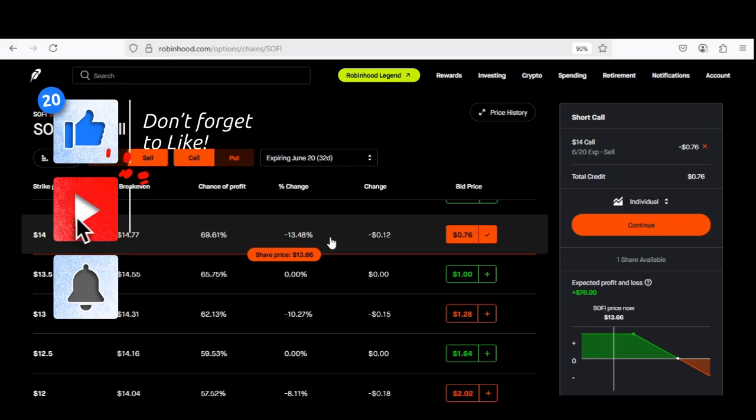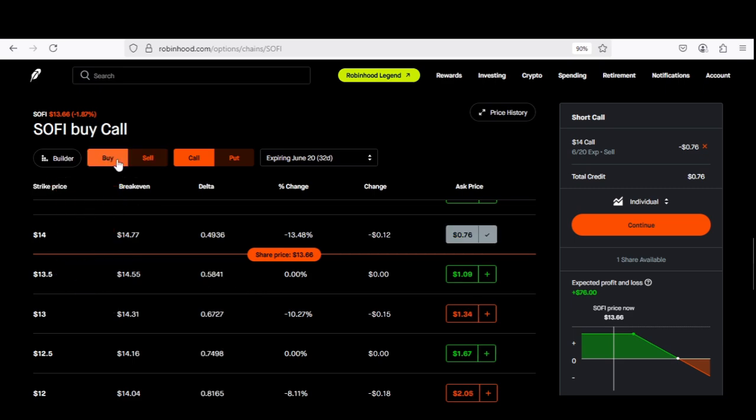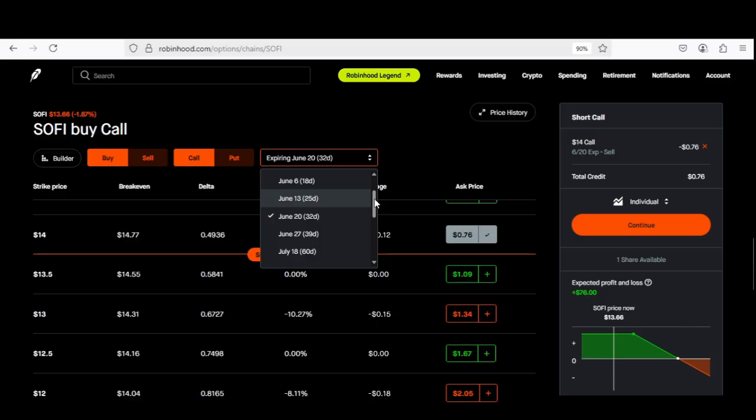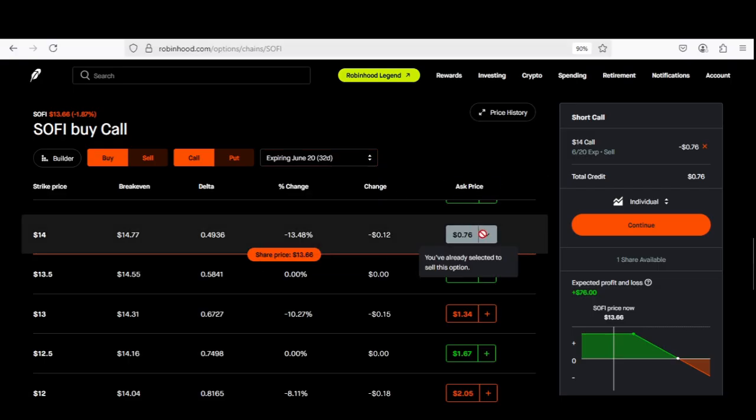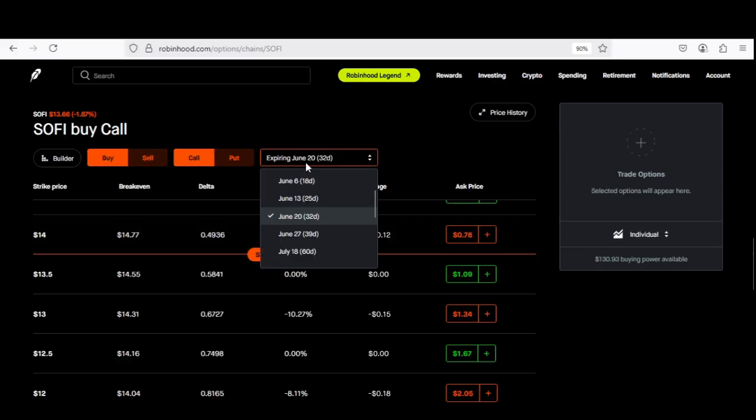So here's something you could do. What we're going to do now, we're going to go to buy, we're going to go to call, and now we're going to choose our expiration date. Now we're going to go for a longer expiration date. Let's go for March 20th, 2026. Now, before we do that, let's make sure I get out of this. And then we're going to go ahead and put that in. Okay, so buy, call, strike date, March 20th.